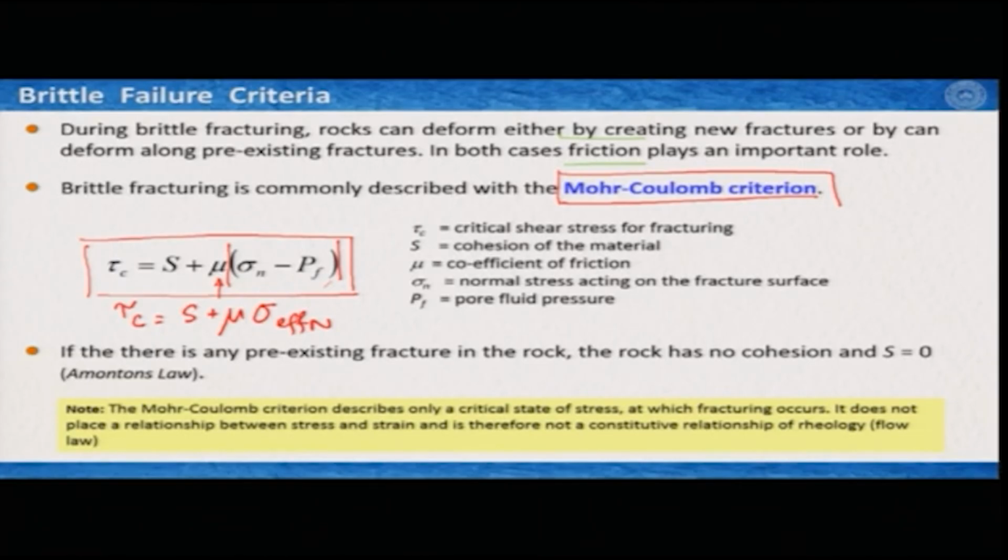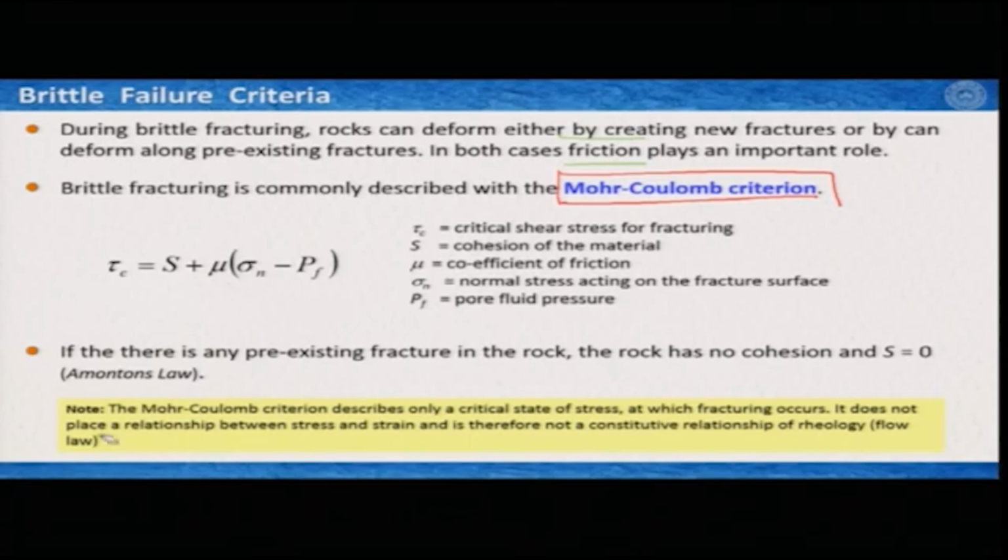minus pore fluid pressure. Now, we will discuss these two terms, cohesion and friction, in the next slide, and in the slide after we will see how it works with different rocks. But cohesion is something that, if you have some sort of pre-existing fracturing in the rock, then there is no cohesion. I also tell you that this equation is one of the most important equations in brittle fracturing or brittle deformation, and extensively used in rock mechanics studies. And I repeat, this is known as the Mohr-Coulomb failure criteria.